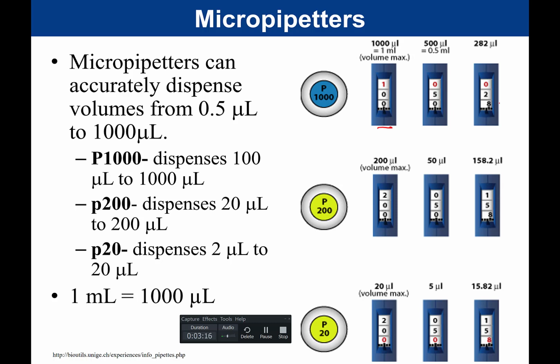Now, what you need to think about is how do we convert between milliliters and microliters? Because remember that in the last diagram, when you do your pipetting, you're transferring 0.1 milliliters, right? That needs to be converted to microliters because our micropipettors are set in microliters. So our conversion is 1 milliliter is equal to 1,000 microliters.